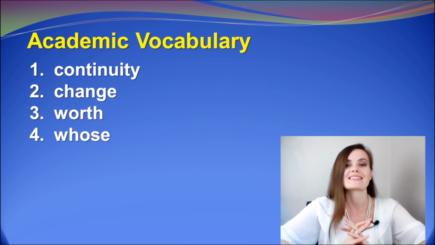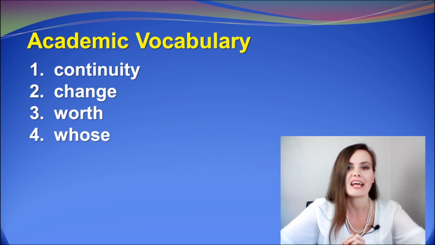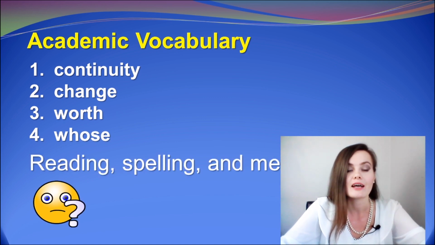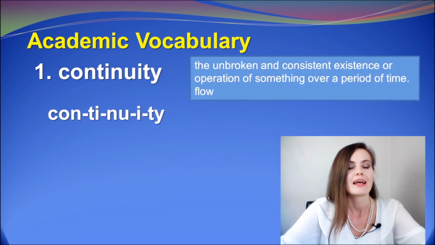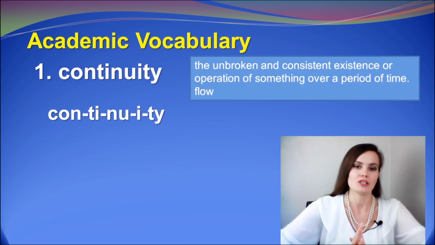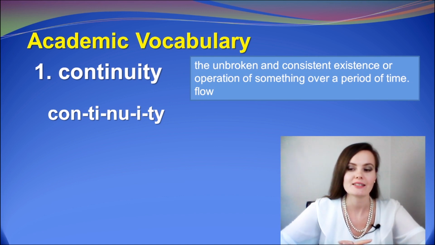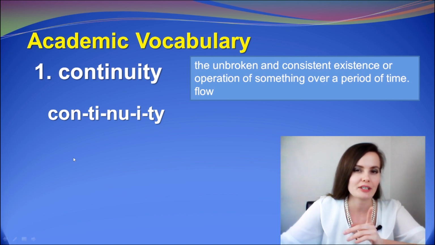Okay, so now it's time to work on the academic vocabulary. There are 4 words for this lesson that we will learn how to read, how to spell, and about the meaning of these words. So let's learn it. The first word. Let's count how many syllables. I have already split it for you. So it has 1, 2, 3, 4, 5. It has 5 syllables. Let's read each syllable.